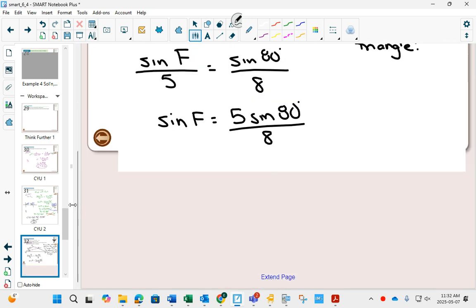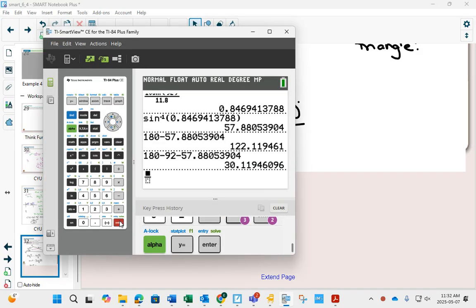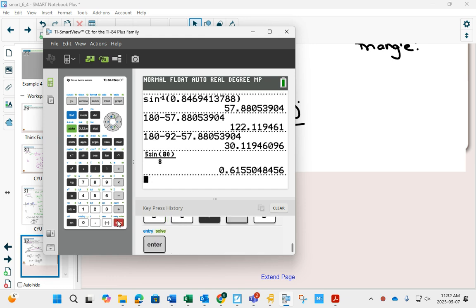And some people work with this fraction, and some people say, it's just easier for me to see things if this is a decimal. So I'll put it as a decimal here. Maybe my calculator starts working. There it is. 5 sine 80 over 8. 0.6155.